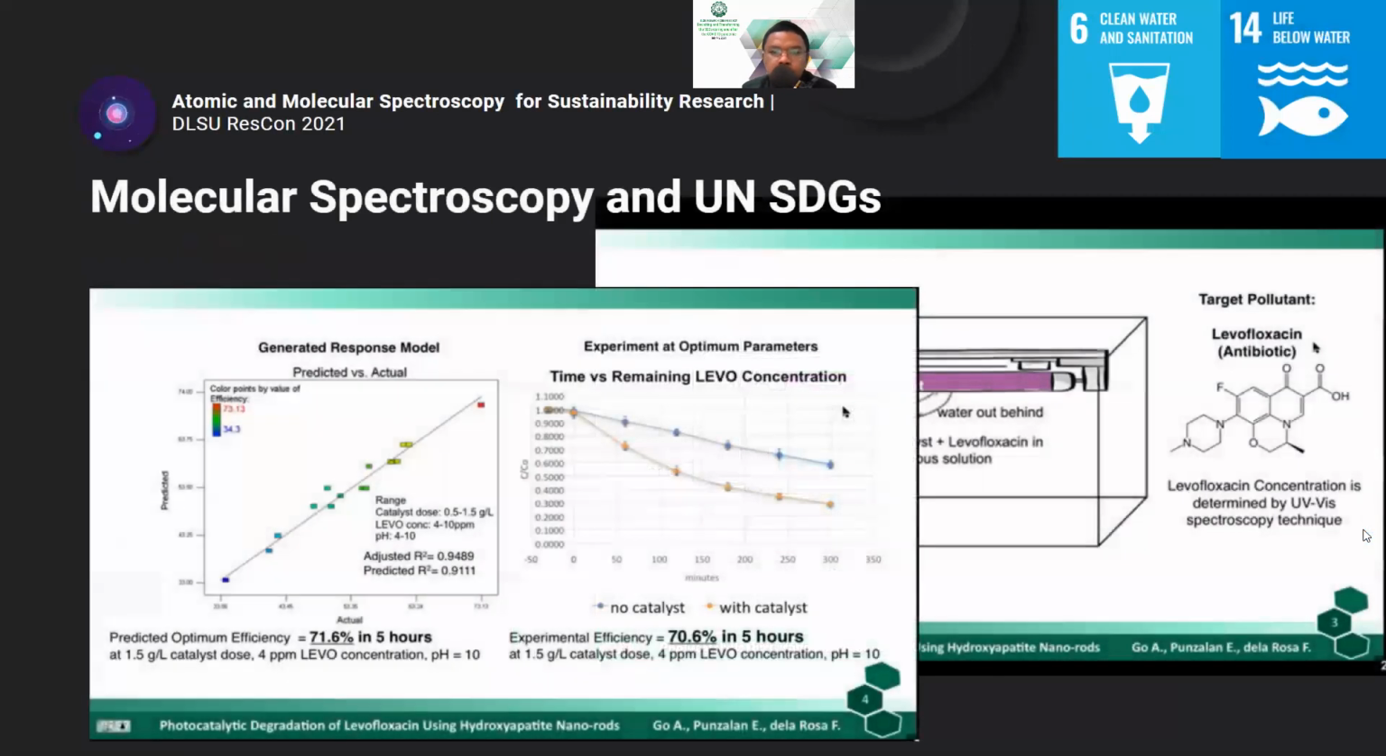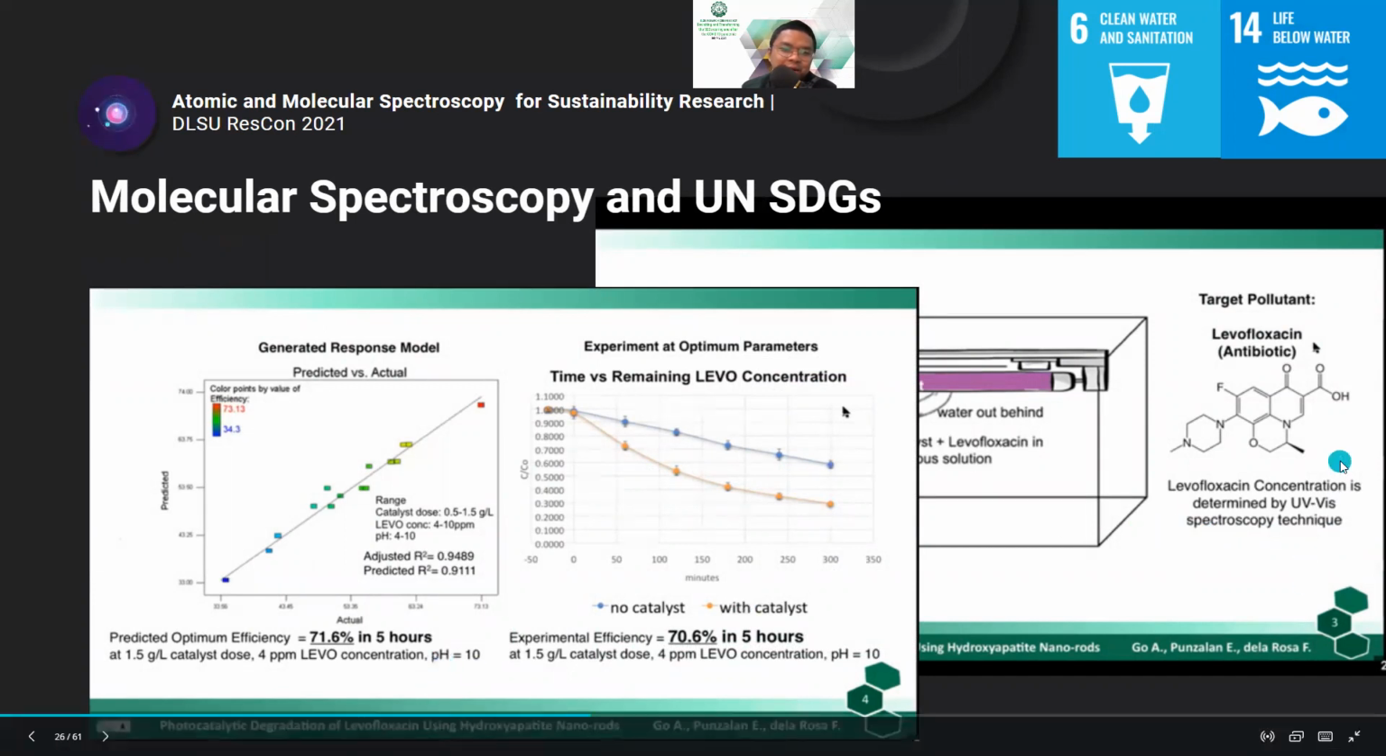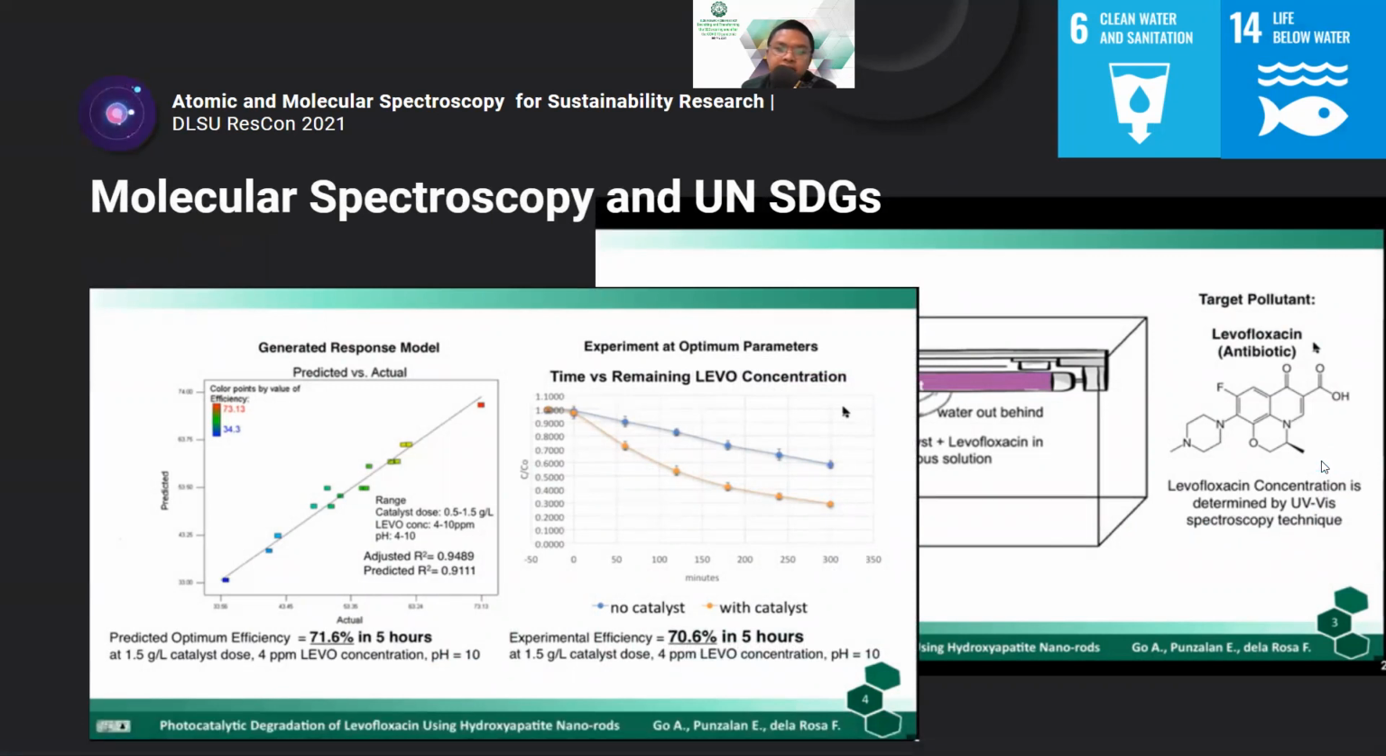Next would be another local. When you say local, the CIF based study. So it's a study by another graduate resident. So Adrian Go, the dragon. And so the title is Photocatalytic Degradation of Levofloxacin using hydroxyapatite nanorods. So hydroxyapatite here in this case was extracted naman from mussel shells or tahong.